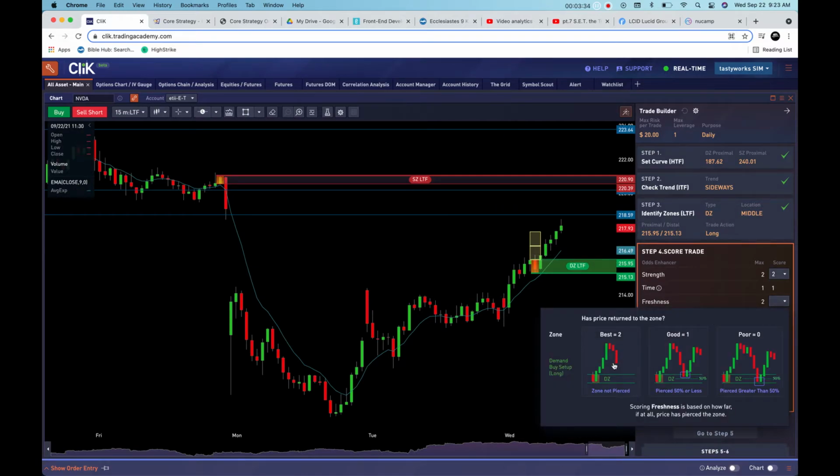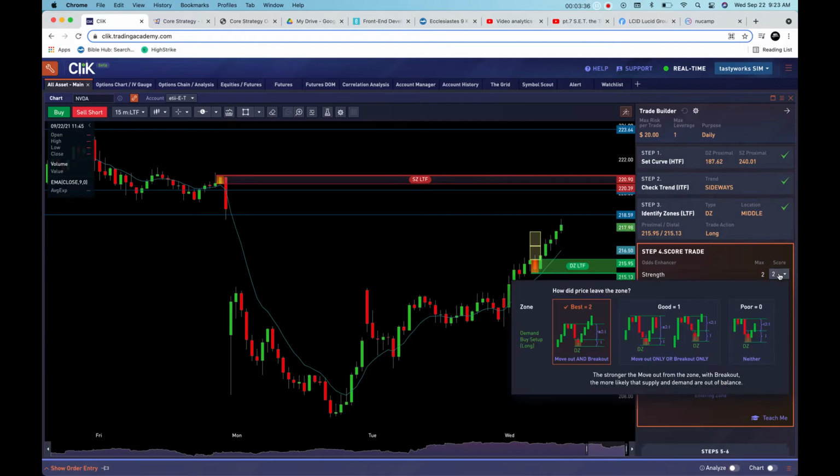Freshness, 2. Oh, for strength. It didn't quite break through a supply zone yet, though. This gap, and honestly, I don't believe I went over gaps. Basically, this gap, you're just going to pretend that this entire area is red.